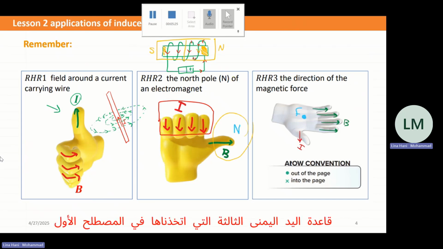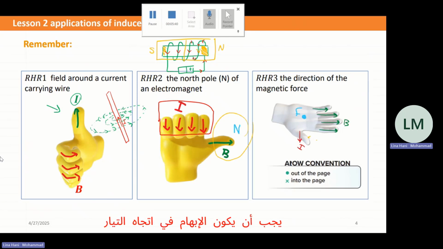The third right-hand rule we have taken in term 1 was about the magnetic force. To find the direction of the magnetic force using the third right-hand rule, we're going to put our hands in the following directions. The thumb should be in the direction of the current. The forefingers in the direction of the magnetic field. The palm of your hand will show the direction of the magnetic force. Just a quick example on that. Let's imagine that we have a magnetic field that goes to the right like this.